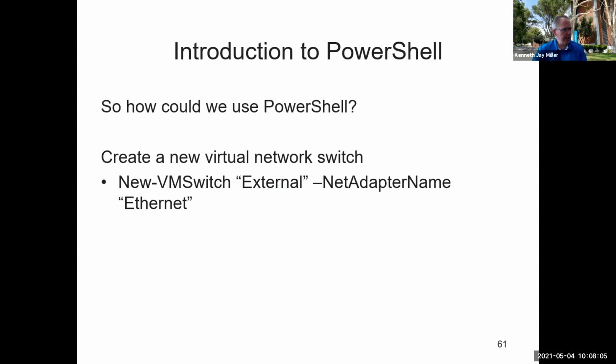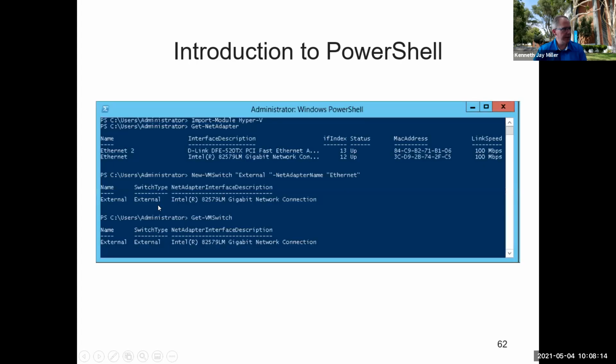And then I can say, create a new switch called external with the net adapter name of Ethernet. And then that will go out and create this new adapter. So in this machine, I had 2 network cards, and it's going to create the second one with the external name. It's an external switch. Its name is external, and it's going to use this Intel adapter for it.